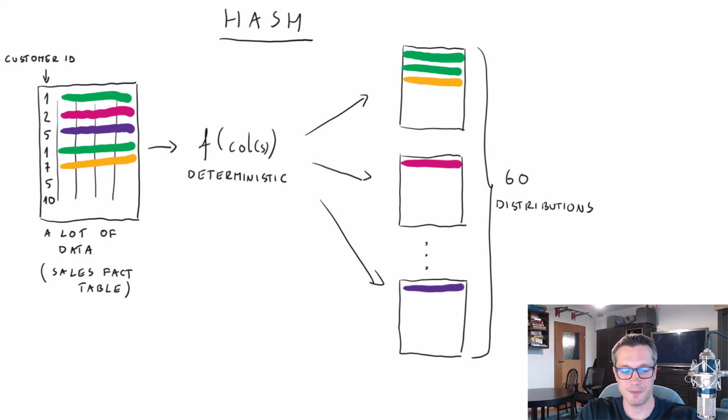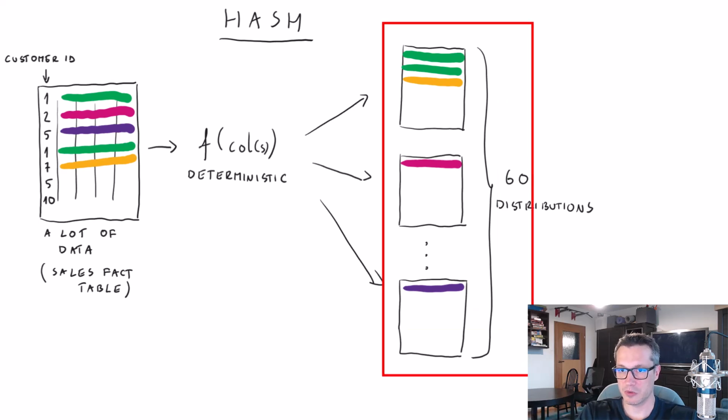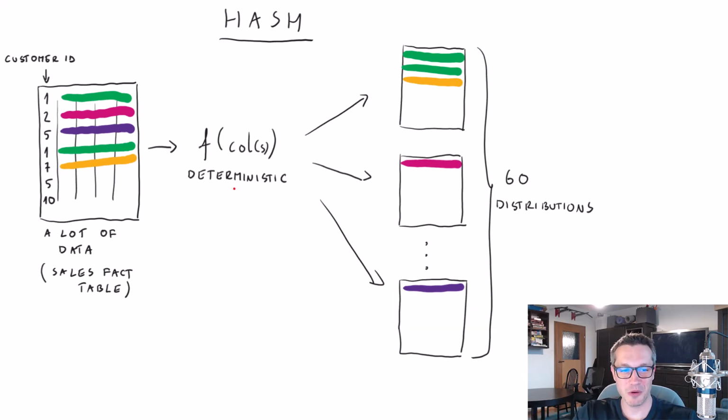That's totally fine. Please remember that we have only 60 distributions, and fortunately we have more customers than just 60, which means that obviously we will end up with the same distribution number for multiple customers. But for the same customer, it is guaranteed that its rows would be stored on the same distribution. So let's continue this exercise.